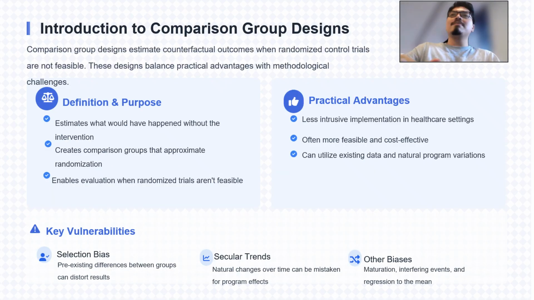So let's start with a simple idea. Whenever we create a program, maybe a job training workshop, a mental health campaign, or a nutrition project, we want to know if it made any real difference. Did people actually improve because of the program, or would they have improved without it? To answer this, evaluators use what is called an impact evaluation, which is basically just a study that measures the real effects of the program on people's lives.